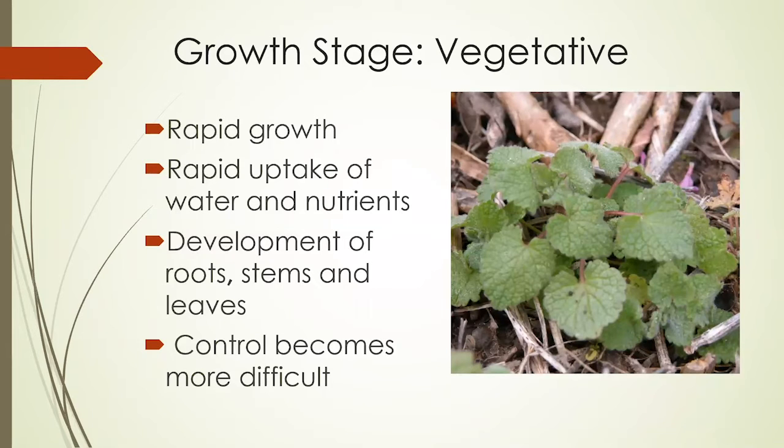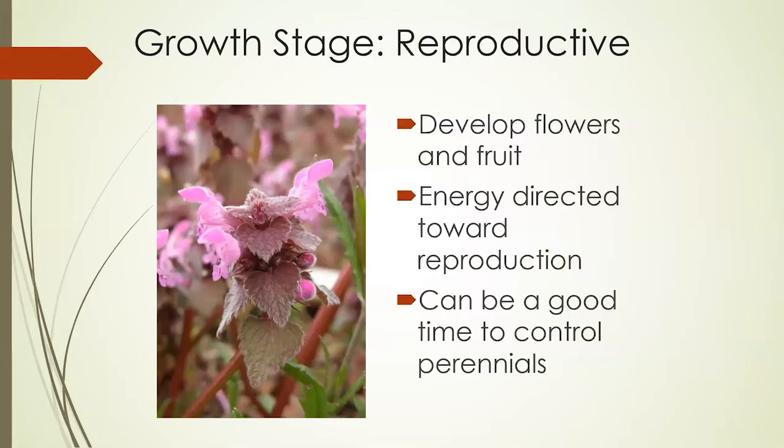The next stage that they go through is a vegetative stage, and it's really rapid growth, and it's growing roots and stems and leaves. And the increase in plant size occurs prior to flowering. Water and nutrient uptake is really rapid, and control becomes more difficult. It's bigger, the root system is bigger, the leaves are tougher, so it just becomes more difficult to control. And in the case of a lot of our noxious weeds, the stickers form.